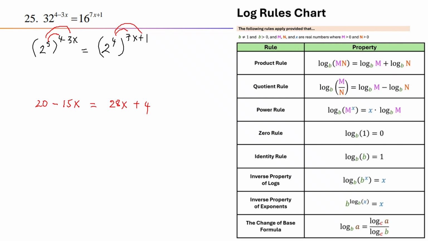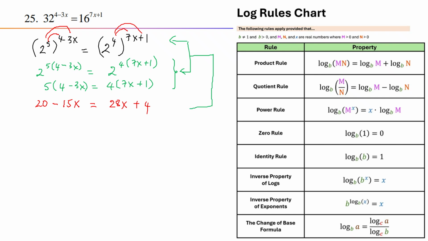What we skip is the step of 2 to the power of 5 times 4 minus 3x equal 2 to the power of 4 times 7x plus 1. And then we write down 5 times 4 minus 3x is the exponent on the left hand side equal 4 times 7x plus 1 on the right hand side. See that I skip those steps because I can see it on the top right here. So I don't have to rewrite those 2 steps. It kind of consumes my time. I just go straight to this step.